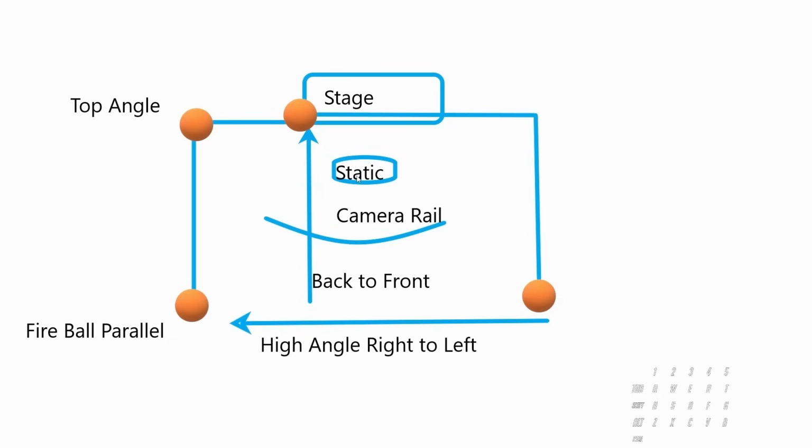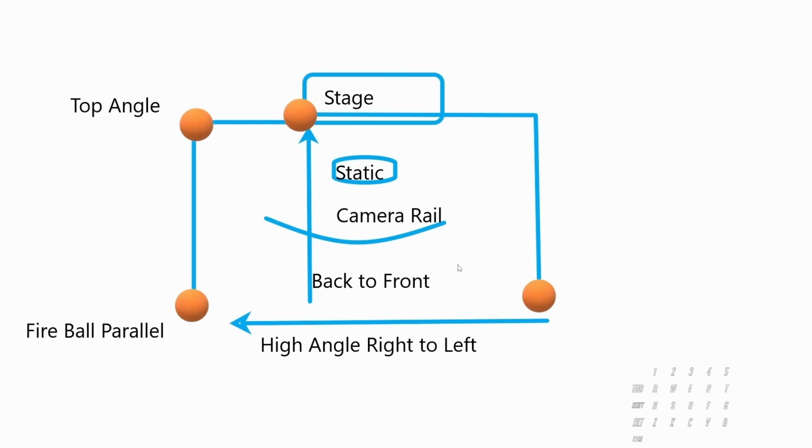The first one is a static shot. The camera will stay here only, so we cannot see any of the fireball movement. We could see only the character on the stage. Then we will be able to see this fireball only when the character touches it, and then it moves. So this is the first one, static shot.